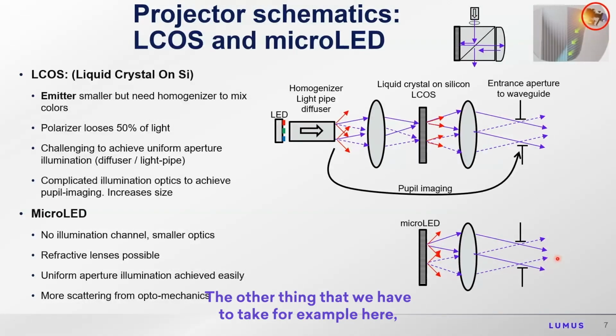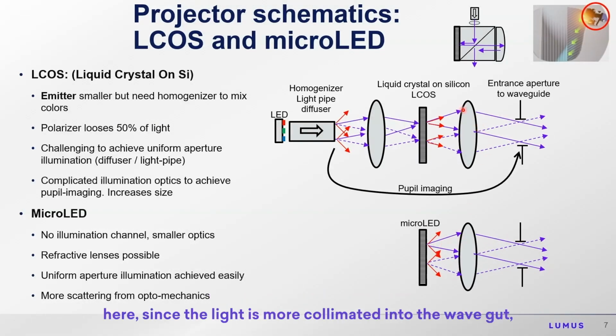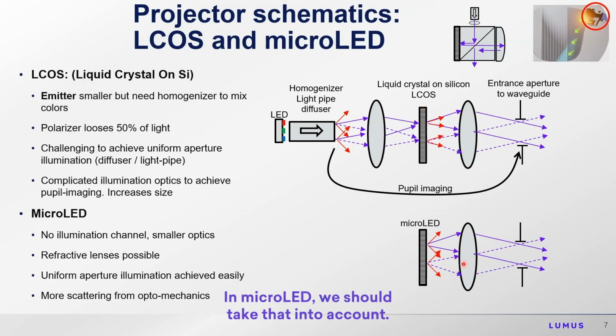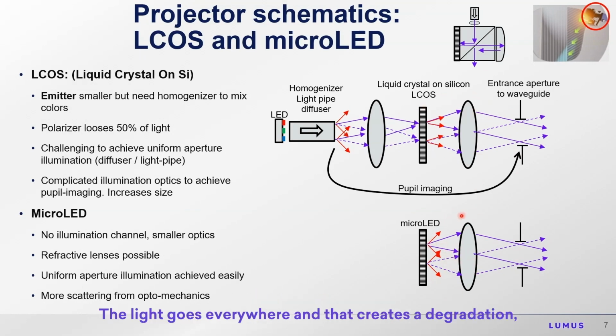The other thing that we have to take into account: here, since the light is more collimated into the waveguide, there's less scattering from the optomechanics around. In micro LED, we should take that into account. The light goes everywhere, and that may create a degradation in contrast.